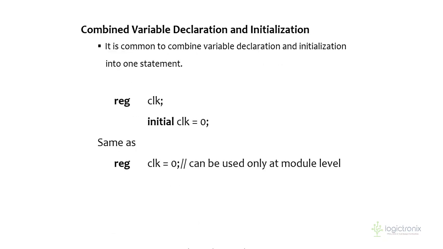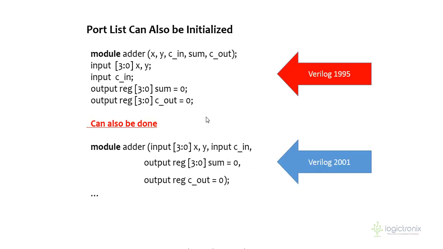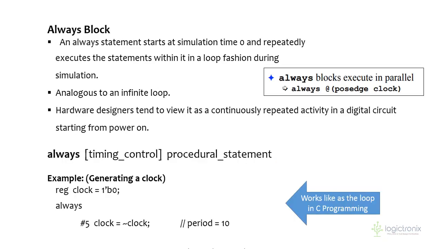For initializing any values, constants, or variables, we can write statements like reg clock; initial clock equals 0, which means initializing the clock variable to 0. We have here a Verilog 95 and 2001 revision example. We already went through this example. In 95, all the ports are listed first and the orientation is written later. But in the 2001 revision, orientation and ports are listed on the same line, so the code has fewer lines.